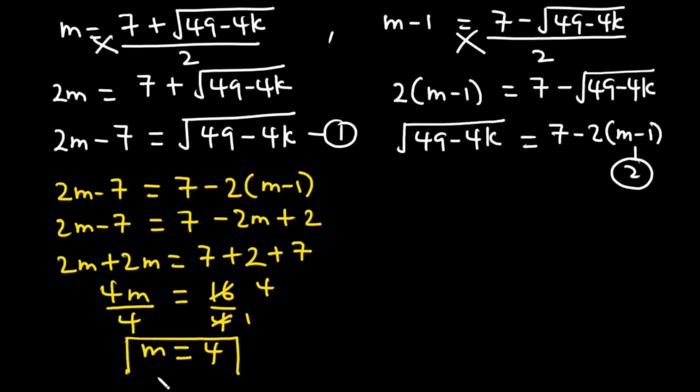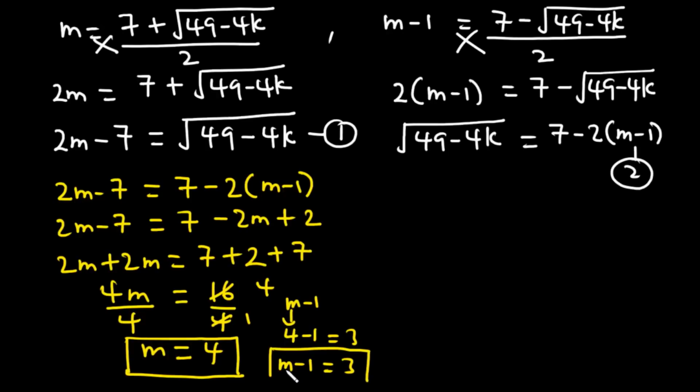So one of the roots of the equation is equal to 4. Now the second one was m minus 1, and m is equal to 4. So we have 4 minus 1, and it's equal to 3. So m minus 1 is equal to 3, and that's the second root for the equation.